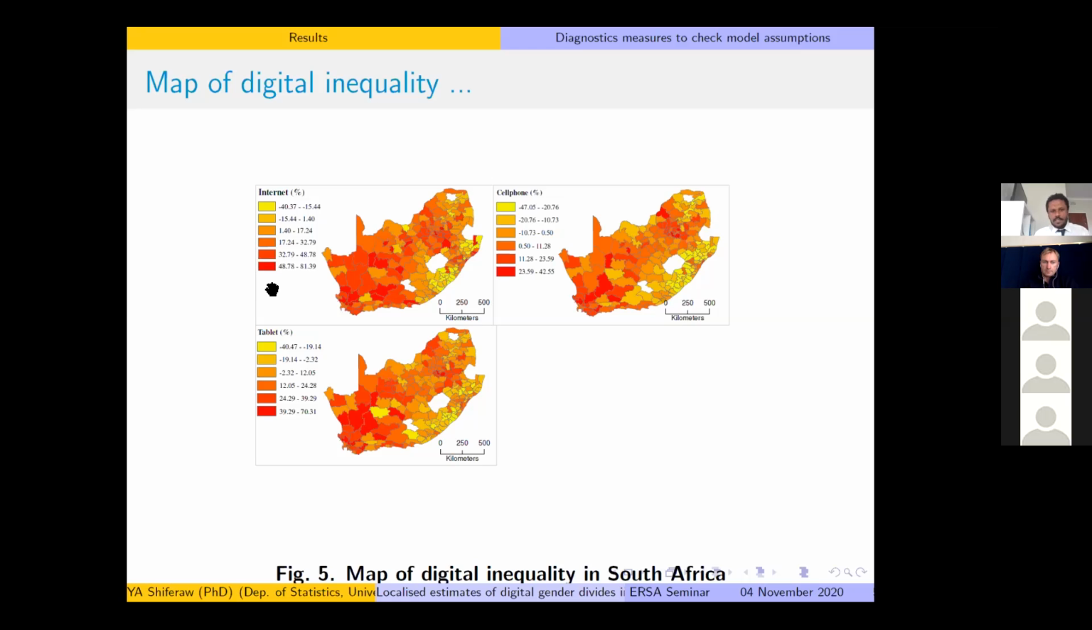The red areas are where men use more internet; men have more internet access than women, and men have more tablets than women. So you can interpret it that way. This is a very important map, and policymakers especially can use it, because it gives a clear visual illustration of estimated local municipality-wise digital inequalities in South Africa. We can see where the government should focus to narrow the gap between these municipalities.